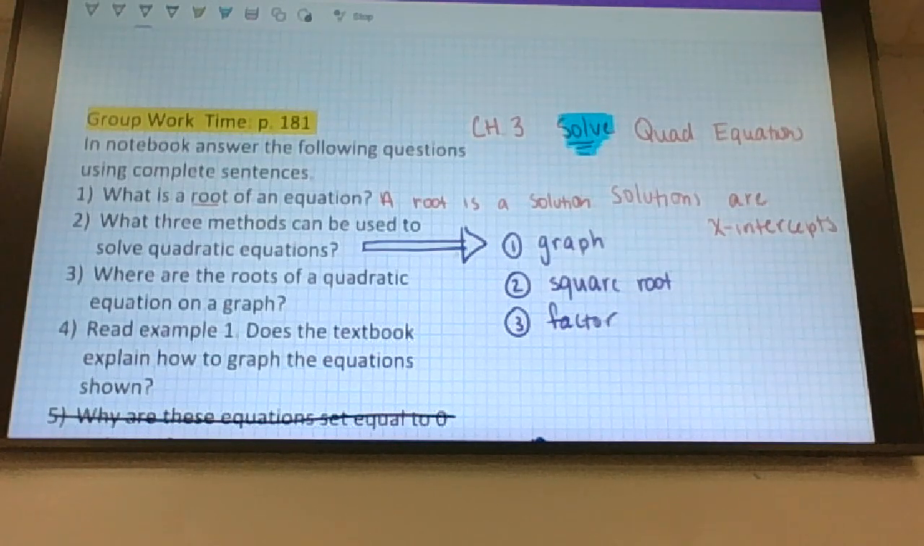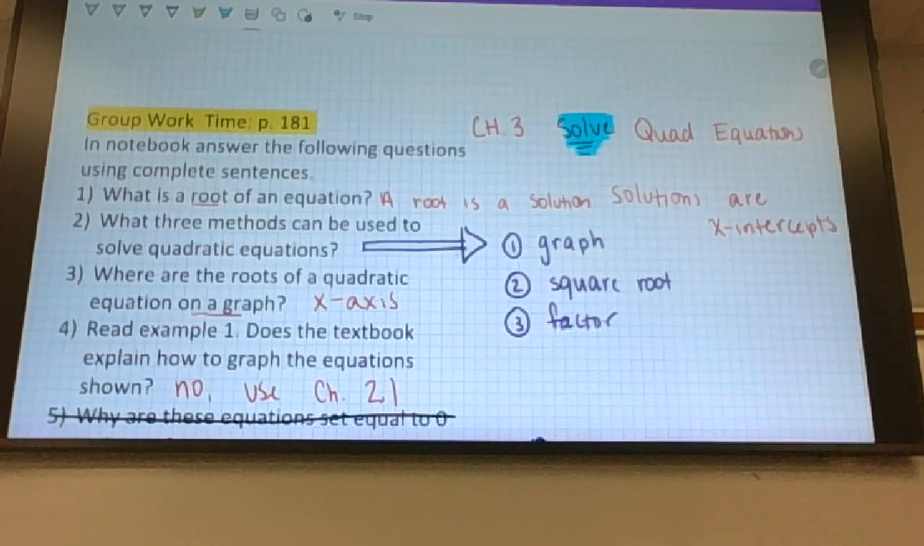I think I've already really emphasized this. Where are the roots of a quadratic equation on a graph? They're on the x-axis. They're the x-intercepts. When you read example 1, does it explain how to graph? No, it just pops the graph up. You have to use chapter 2.1.